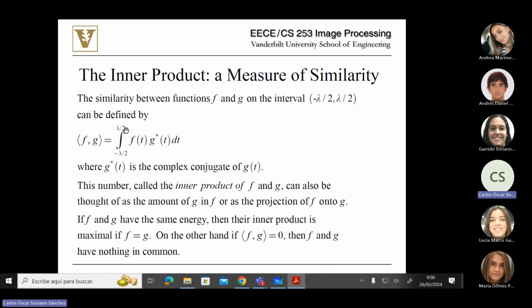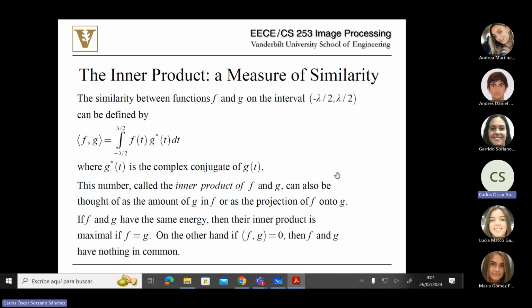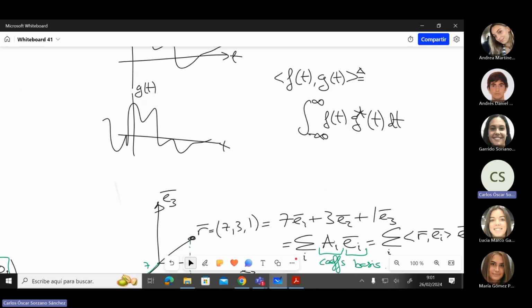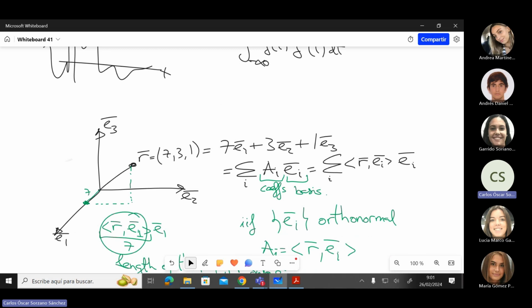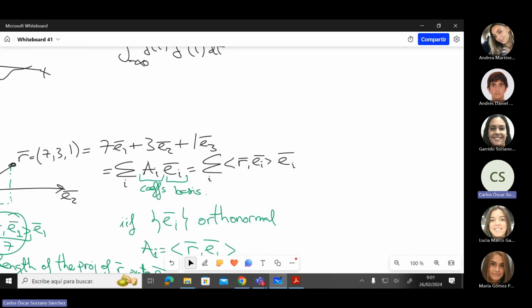There is a difference. It's going from minus lambda divided by 2 to lambda divided by 2. This is only valid for a periodic signal. So if your signal is periodic, then you define it in this way. If your signal is not, define it in this way. And yeah, so automatically we have an extension of some concept. So let's look at this.